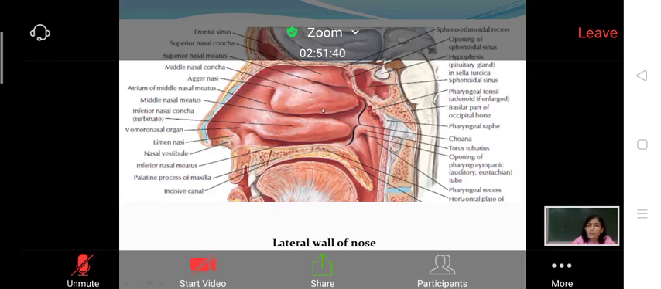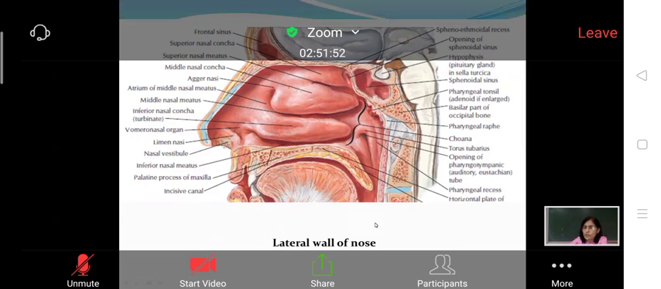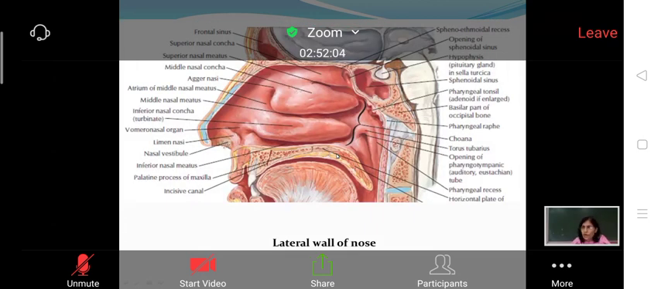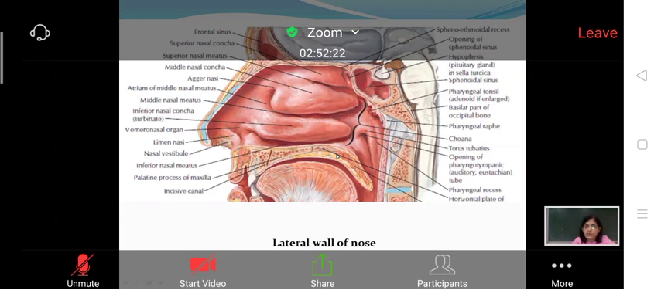Posterior part is characterized by conchae or turbinates and meatuses. There are three conchae. What are conchae? I told you already that conchae are shelf-like or scroll-like. Scroll is rolled paper, paper roll. Rolled paper-like projections from the lateral wall of nose, which project towards the nasal cavity downwards and medially.